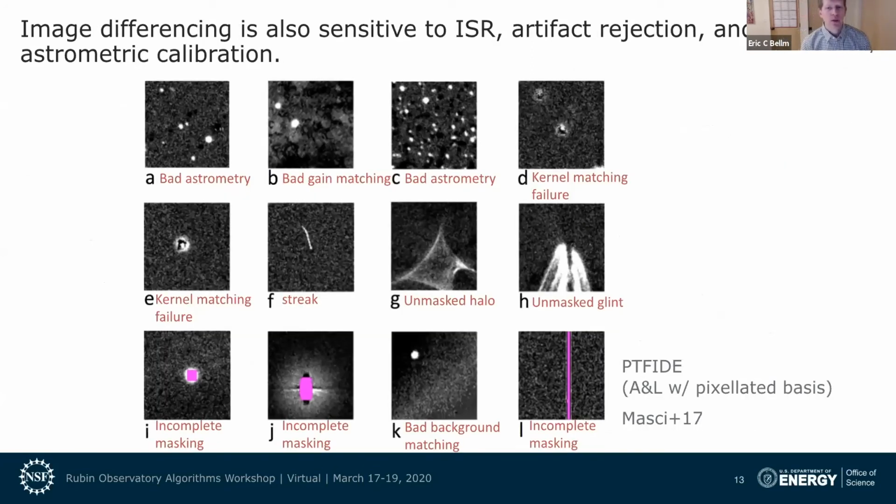Again, everyone has their own rogues gallery. I come from PTF and ZTF, so this is a set from the PTF survey of all the various kinds of ISR artifacts and calibration issues that can produce false positives, bad astrometry, halos, glints, streaks, masking problems, all of these things. So this is just making the point again that we have to care and pay attention to all stages of the pipeline in order to get good difference performance.